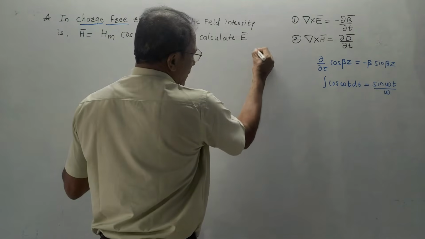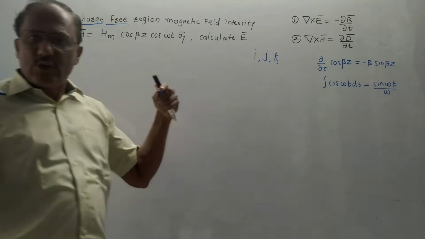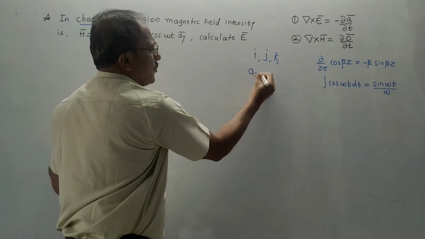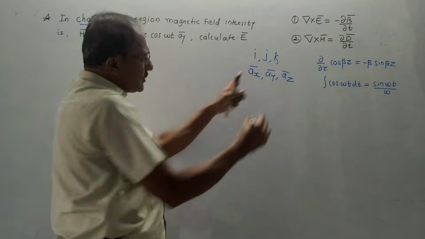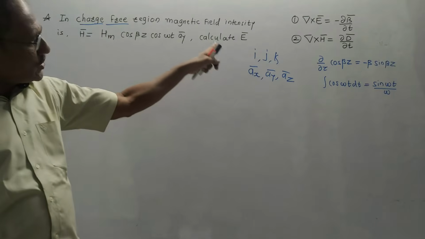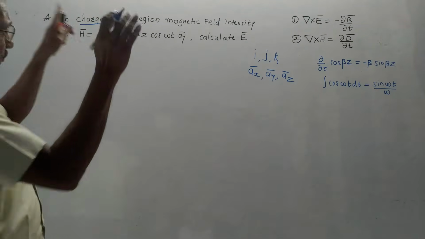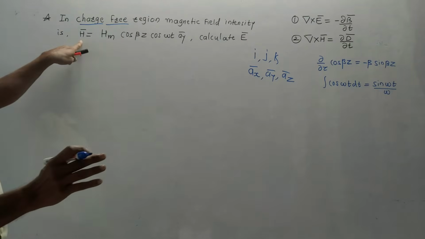Students, you might have used the notations i, j, k in maths to denote the unit vectors. In this subject, we are using the notations ax bar, ay bar and az bar corresponding to i, j, k, which equally indicate the unit vectors. Alright. Now, from the given equation, the first step is, this is the given equation of H bar.